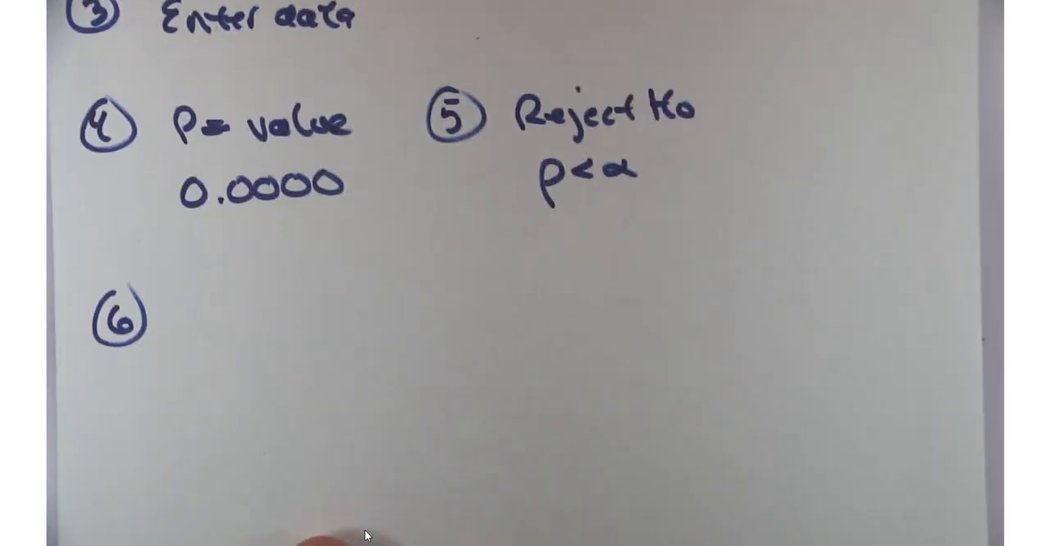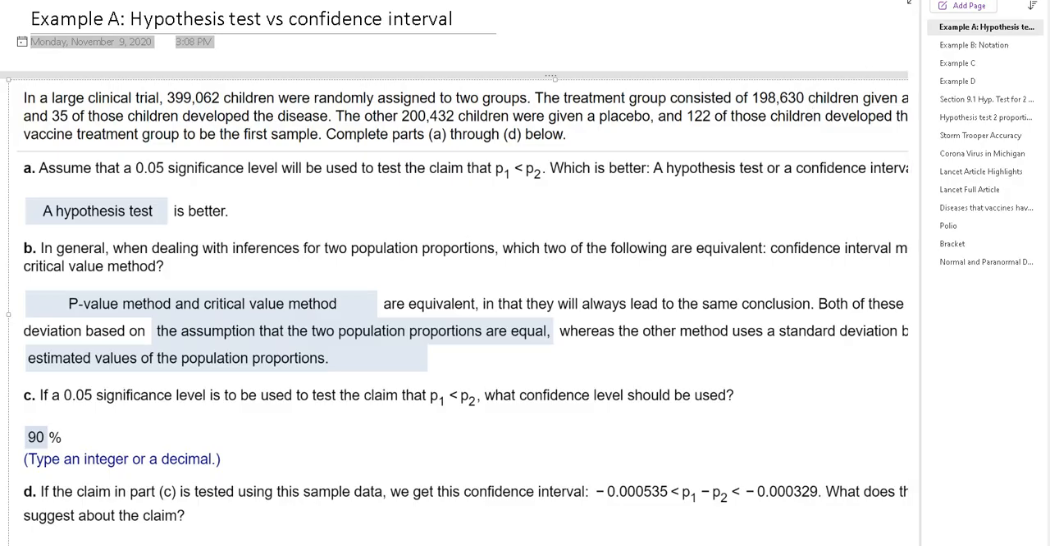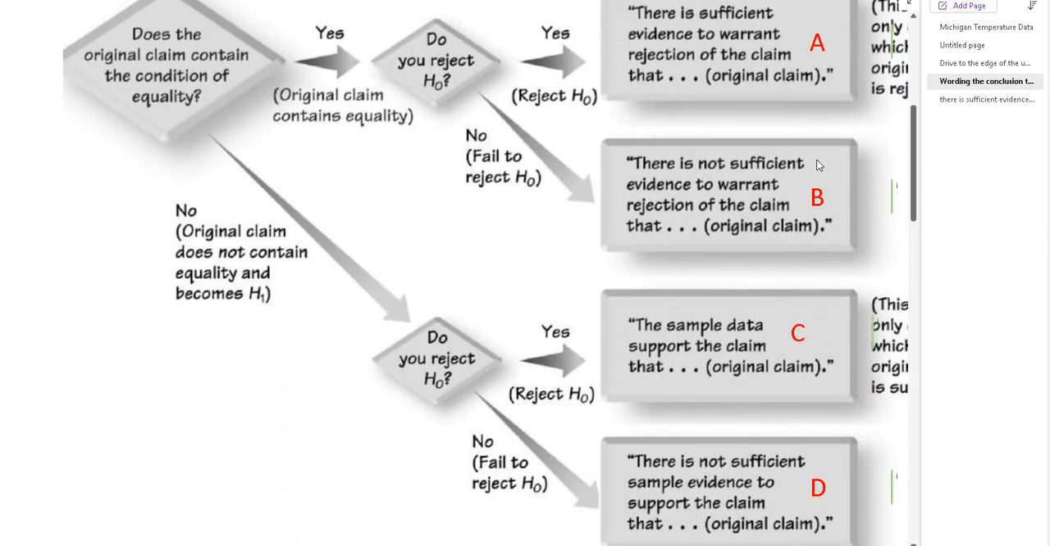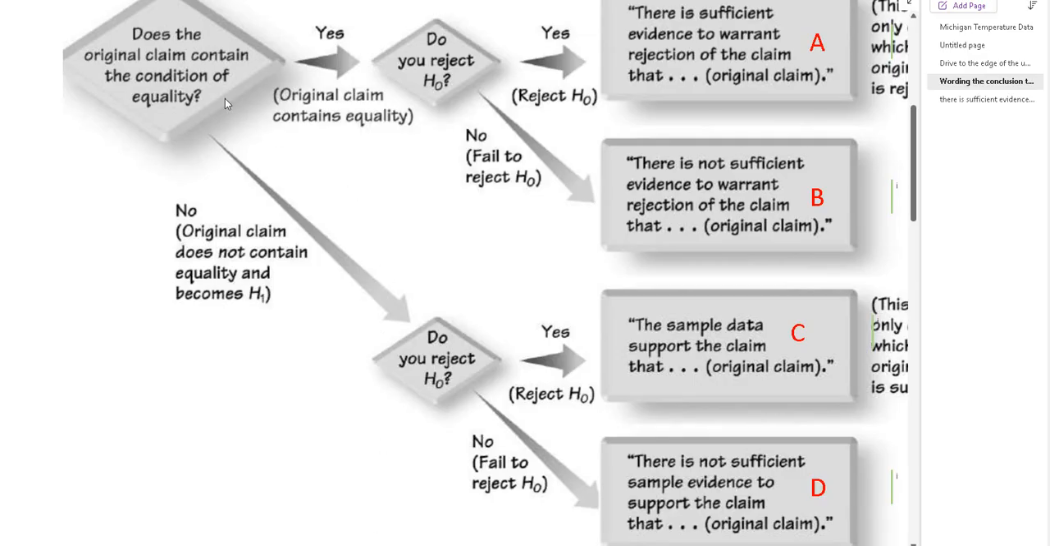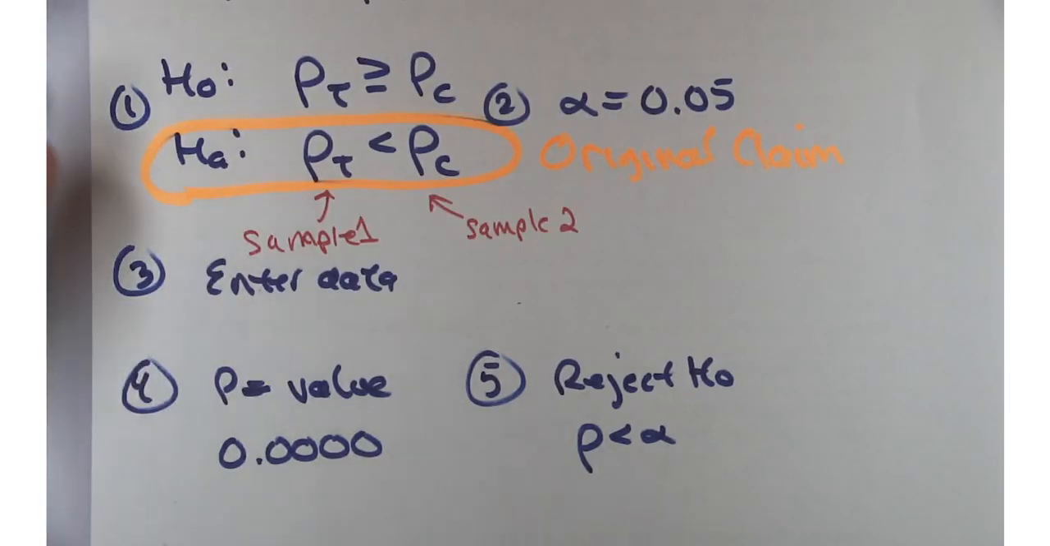Yeah, we need to know that so that we can decide what the form of our wording to conclusion is. So let me go back over here, my wording to conclusion sheet. The first branch says, does your original claim contain the condition of equality? No, it doesn't. So our original claim had a less than sign, not a less than or equal to sign. So that's our first branch. We branch down here. Do we reject the original claim? Yes. So the sample data support the original claim, and then you have to say that original claim in words. So let's see if we can't do that.